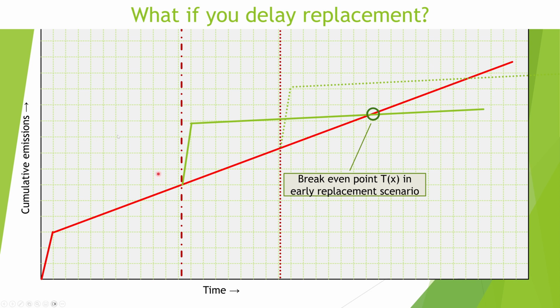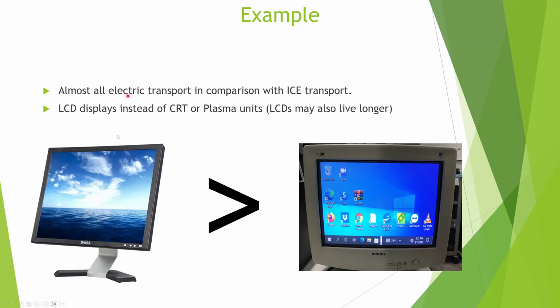So if you can, replace the product as soon as possible, assuming that you've got confidence that it's going to last long enough to reach break-even. If you don't, you're going to raise the total emissions. So good examples of this are almost all electric transport in comparison with internal combustion engine transport of the same kind.